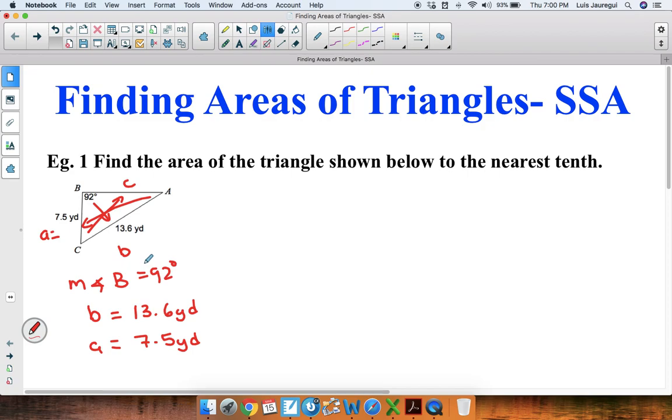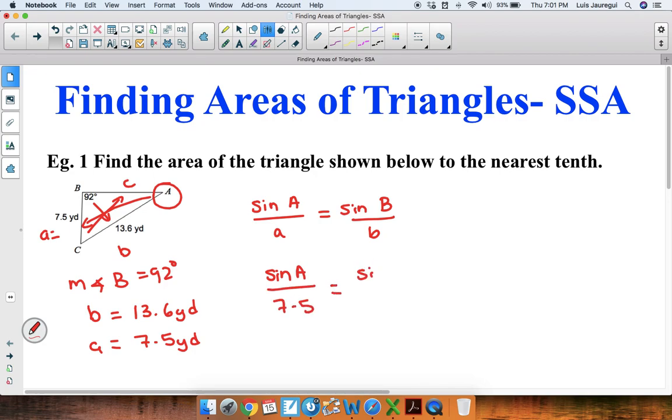Now, we can use this information along with the law of sines to figure out the measure for angle A. So let's write that sine of angle A over a is equal to sine of angle B over b. Let's substitute in the information here. So we have that sine of angle A over 7.5 is equal to sine of 92 degrees over 13.6 yards.